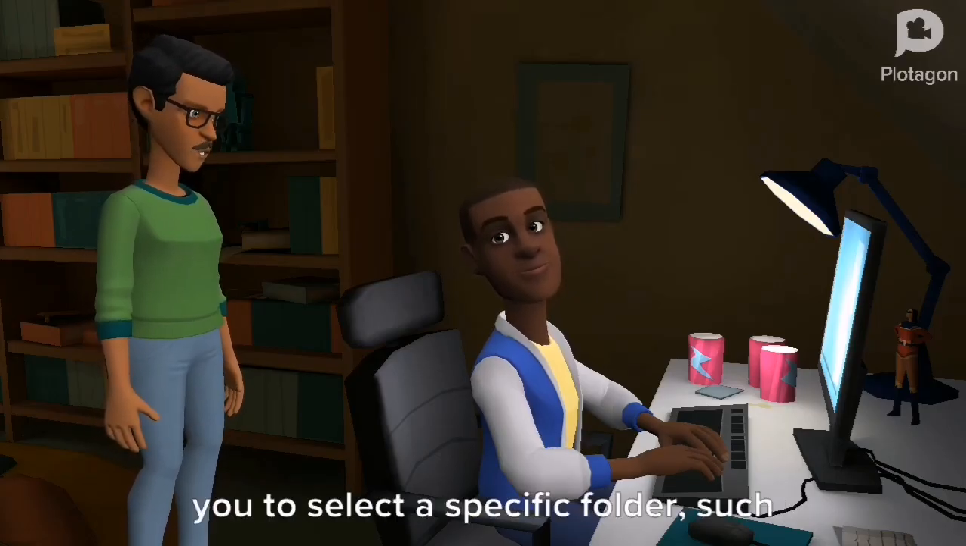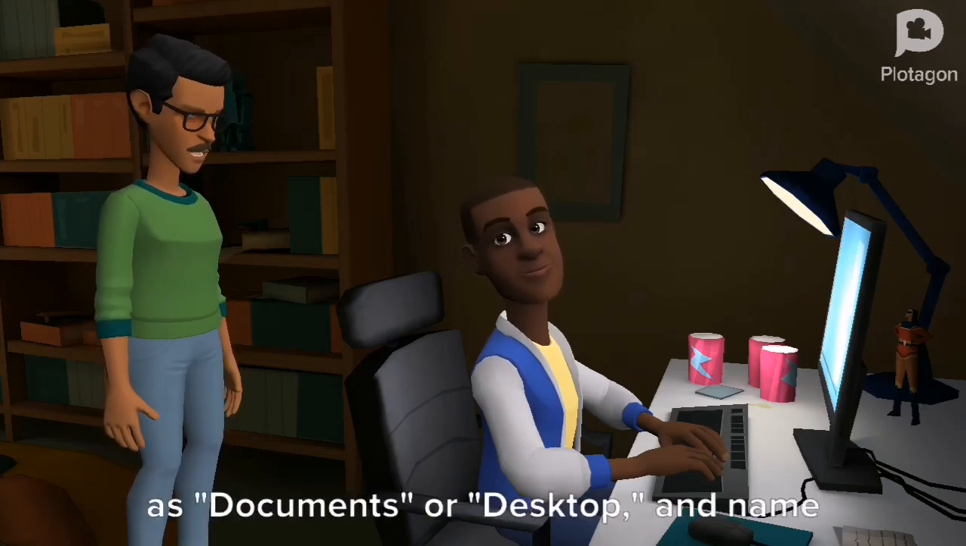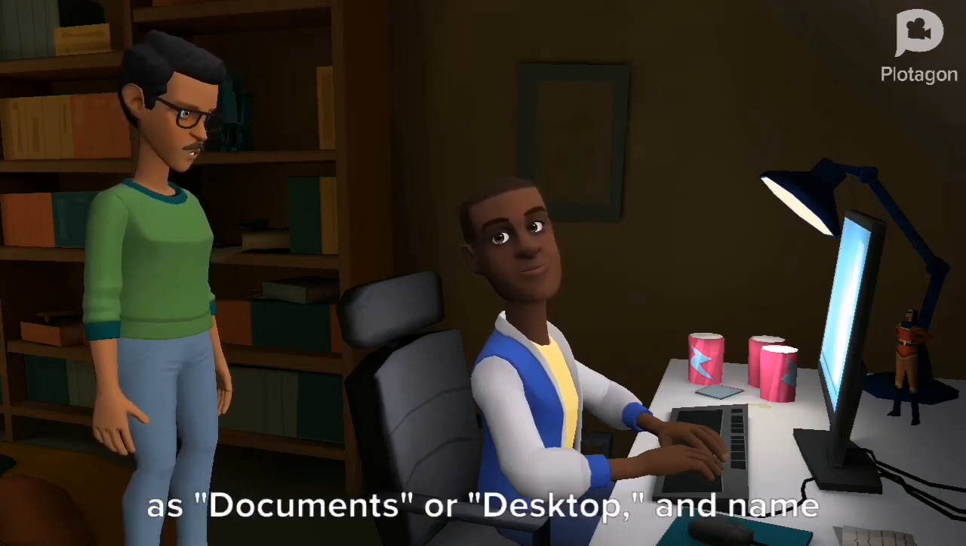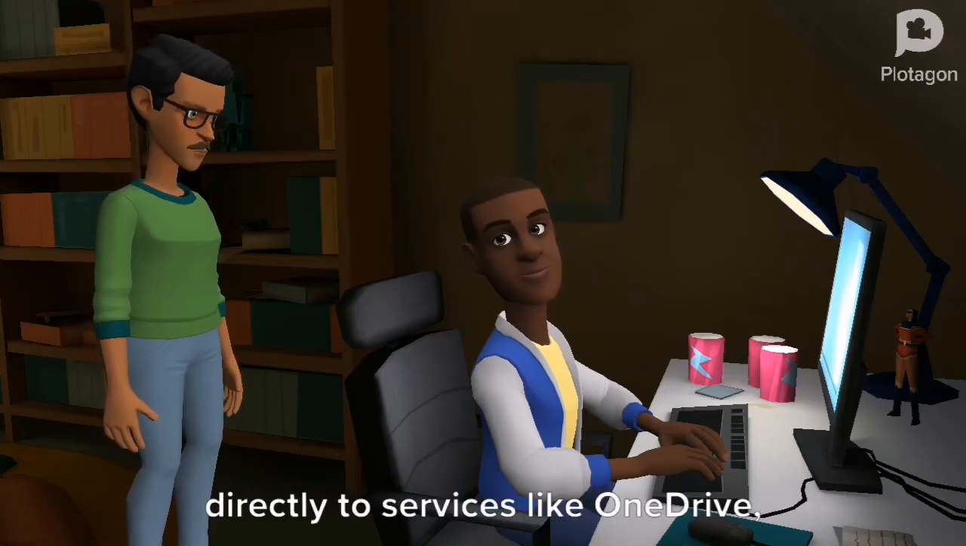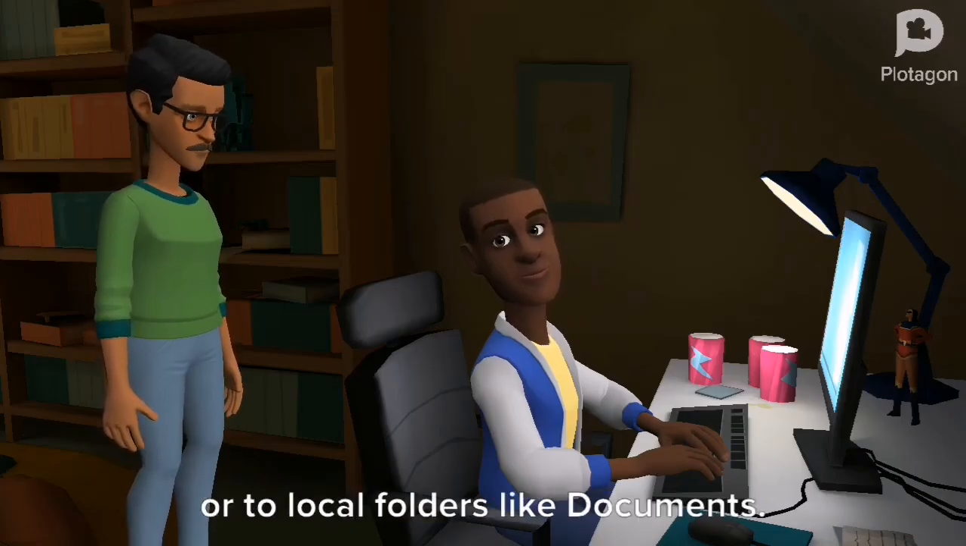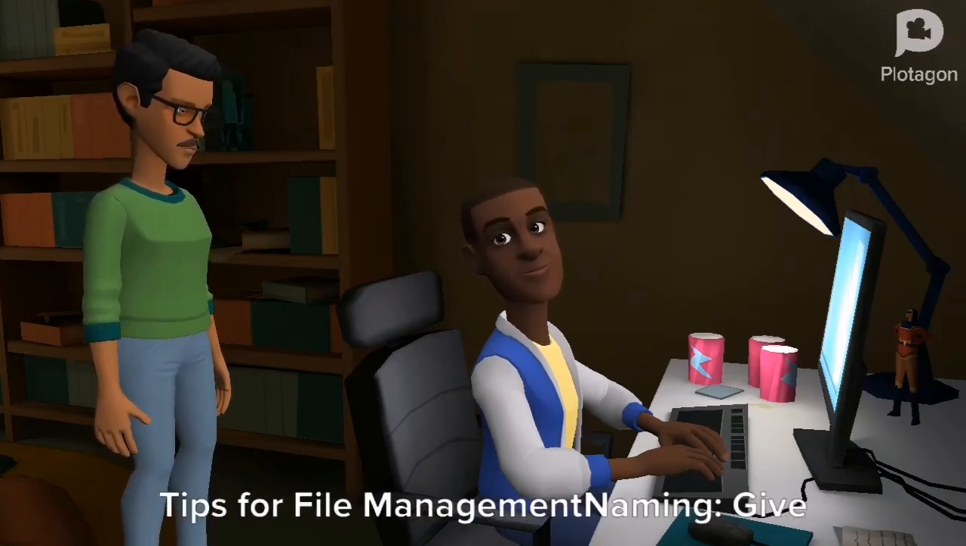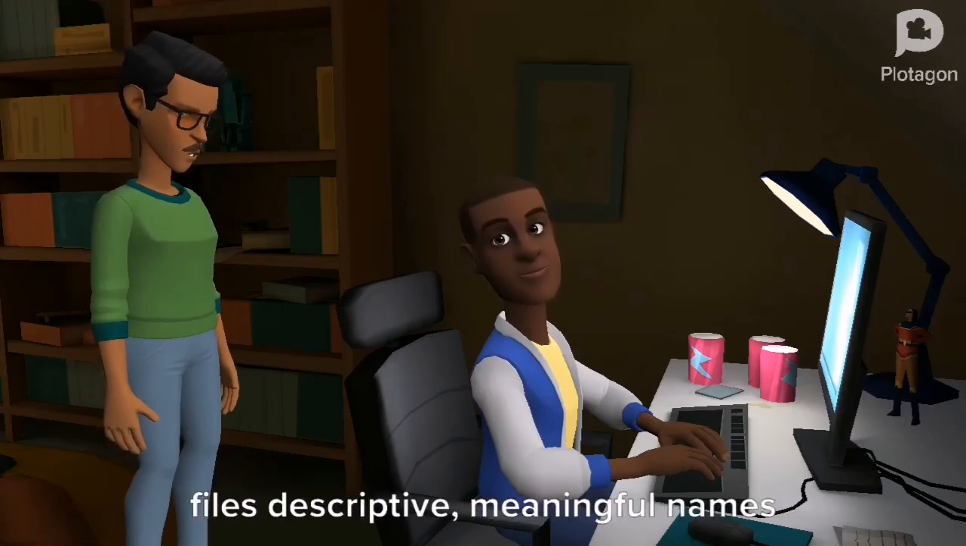Save As dialog box. When saving a new file, a dialog box will appear allowing you to select a specific folder, such as Documents or Desktop, and name the file. Cloud storage. You can save directly to services like OneDrive or to local folders like Documents.